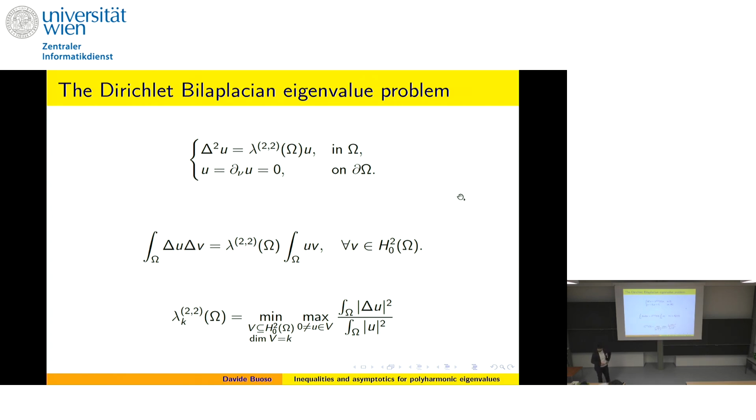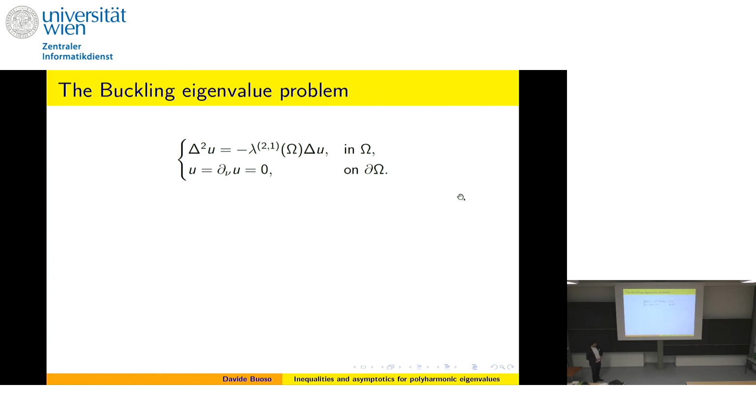And the final classical operator I want to introduce is this problem here, which is called the buckling eigenvalue problem. This is related again with plates, but this time it's plates when they buckle. So we have already heard about buckling of stuff. And when the plate buckles, this is the problem that becomes relevant.